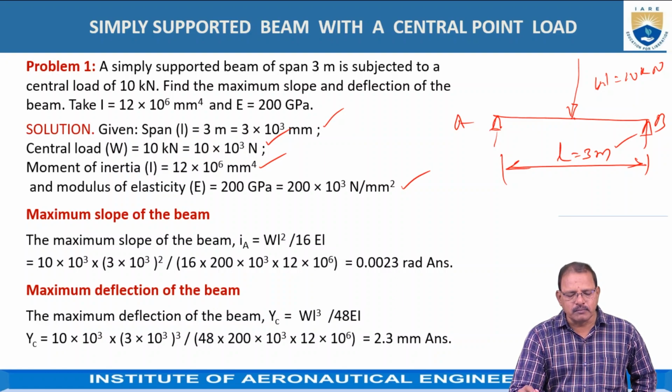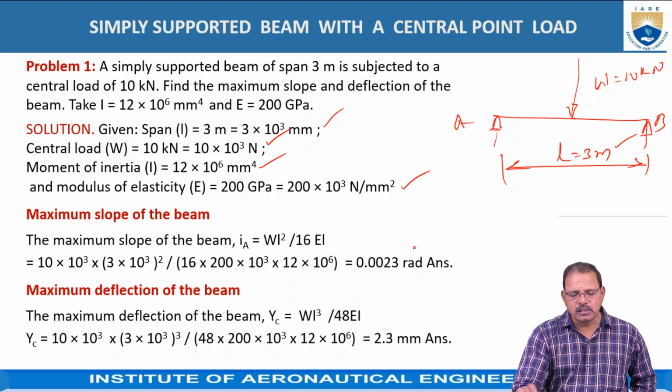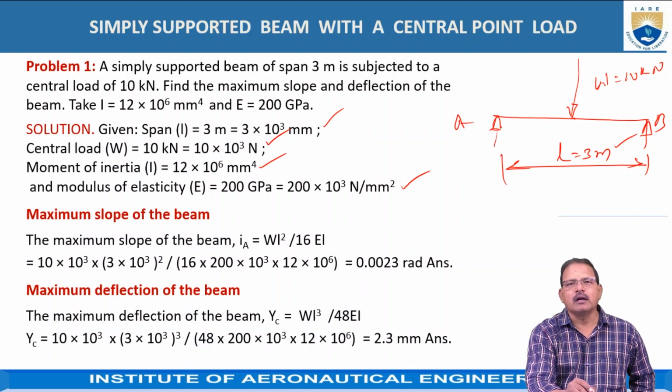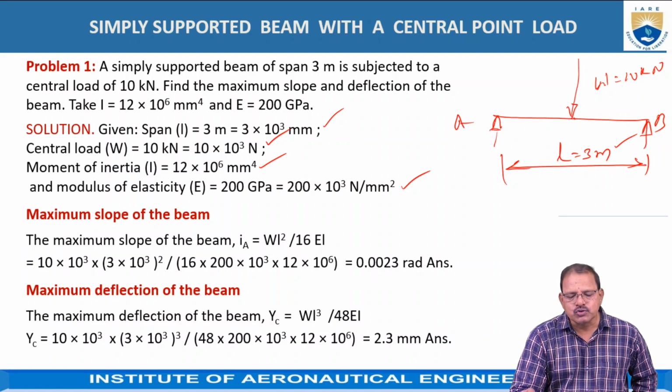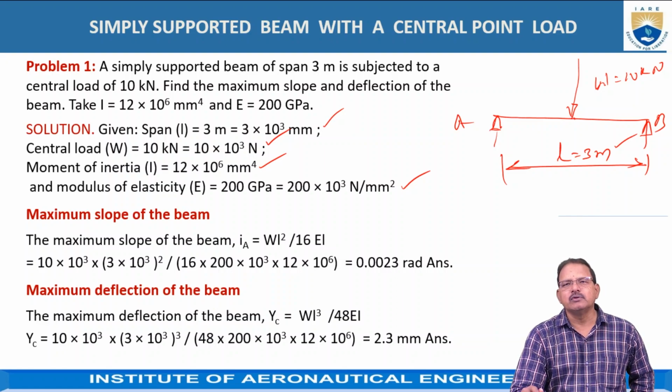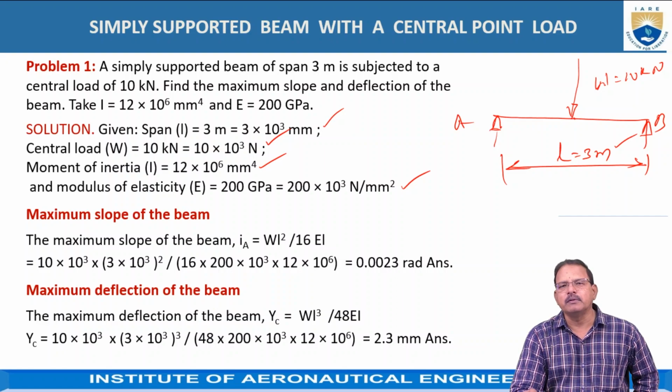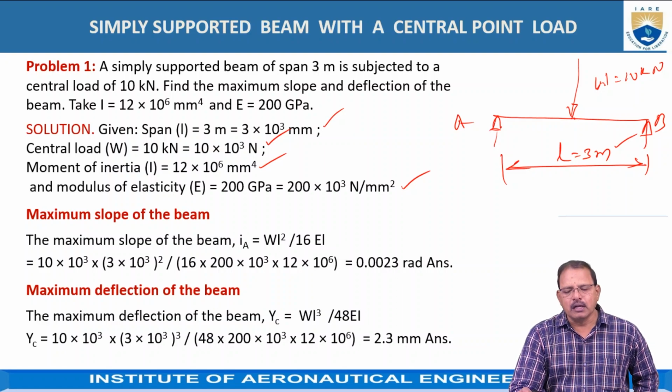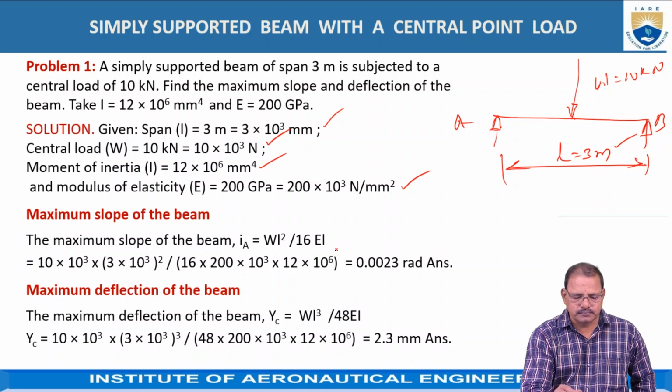The maximum slope of the beam occurs at the A or B position, both are of equal magnitude, which is obtained as theta A is equal to WL square divided by 16 EI now. Because according to our problem we are required to find the maximum slope and the deflection. The maximum slope is obtained at A and B, that is where the simply supported beam is supported, and maximum deflection occurs at the midpoint of the beam, that is where the central load of 10 kilonewtons is acting.